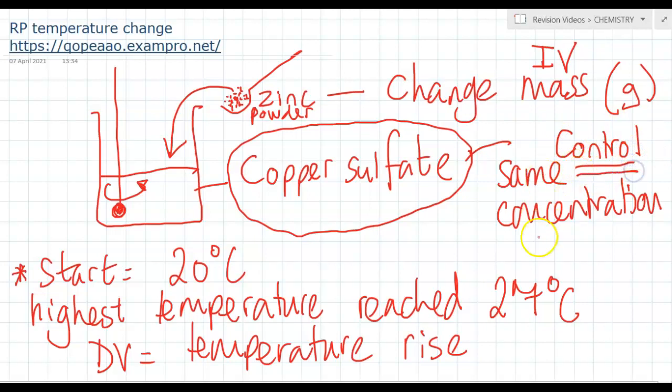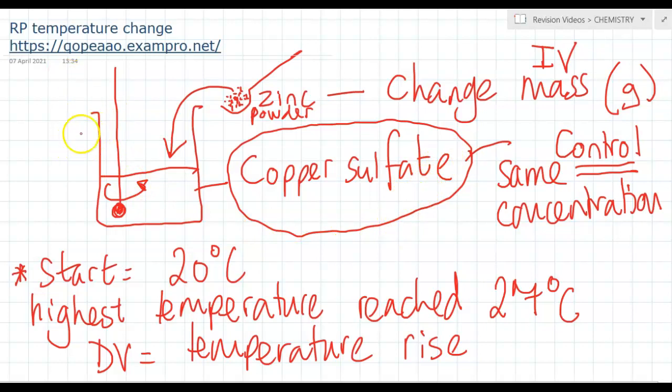I need to control the concentration of copper sulfate, because if I didn't, it would affect the temperature change. If I had really weak copper sulfate for one experiment, I wouldn't get such a big temperature change compared to if I had very concentrated copper sulfate solution.